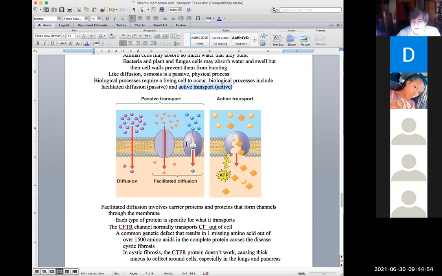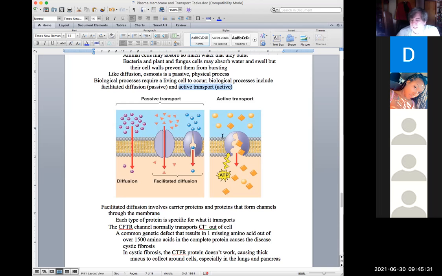So why bother? Well, it turns out facilitated diffusion has one big advantage over diffusion. Facilitated diffusion is faster than plain diffusion. Why? Because you have a protein that's picking molecules up on the side where they're at a high concentration, pushing them over to the side where they're at a low concentration. So facilitated diffusion is faster than regular diffusion. Otherwise, it's about the same.